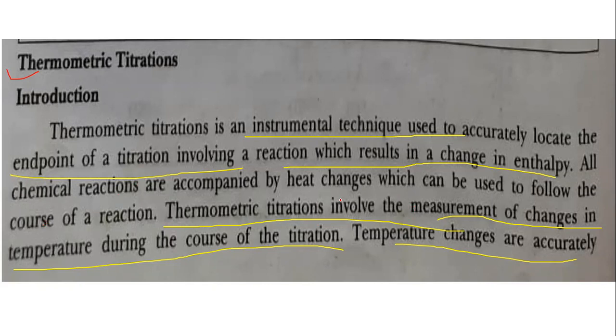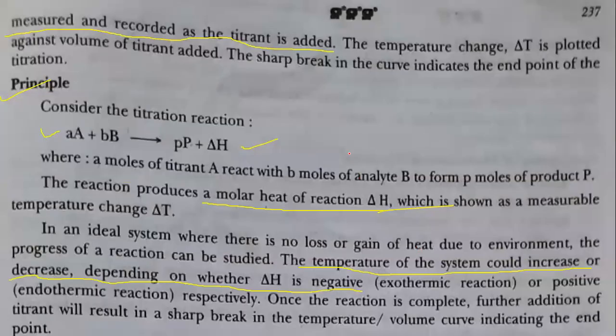Thermometric titration involves the measurement of changes in the temperature during the course of titration. Temperature changes are accurately measured and recorded as a titrant is added. The change in temperature, delta T, is plotted against the volume of titrant added. The sharp break in the curve indicates the end point of the titration.